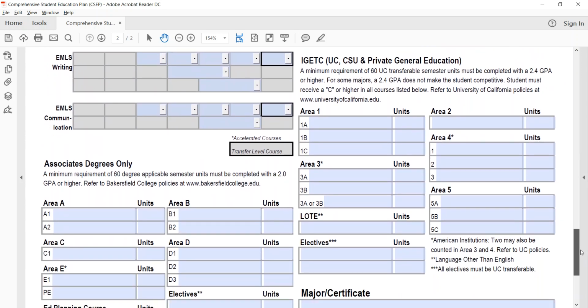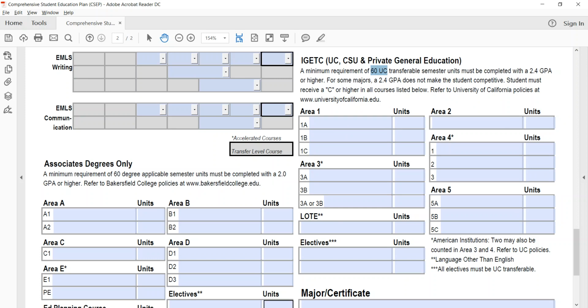If you plan on transferring to a UC, or if you're not sure and you're debating between a UC or a CSU, or if you're going to a private school, this is the pattern that you will want to fill out. Please note that you still have to have 60 transferable semester units in order to be able to transfer, so this is just a small portion of what they're looking for.